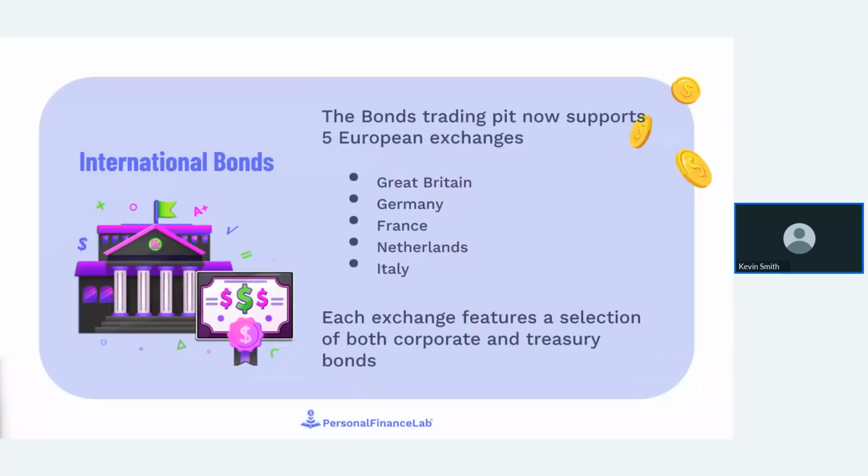Next up is international bonds. So if you're using our stock game with the bonds trading, you'll now have the option when you're creating or editing your class to enable international bonds, just like you can enable many different stock exchanges for stocks. We have bonds now available from Great Britain, Germany, France, Netherlands, and Italy, both corporate and treasury bonds, just like we do for the United States. So it just adds another layer of international flavor to your class if you so choose to use it.